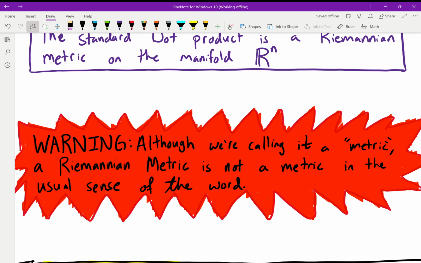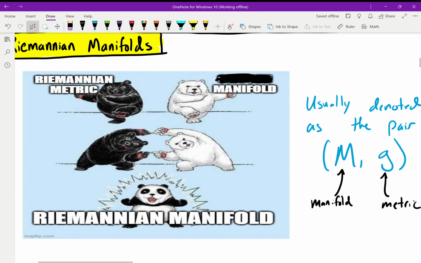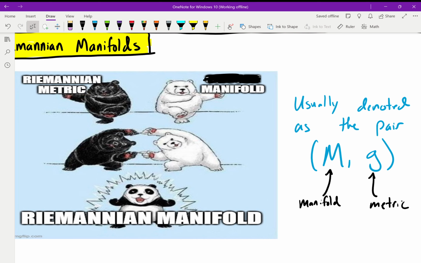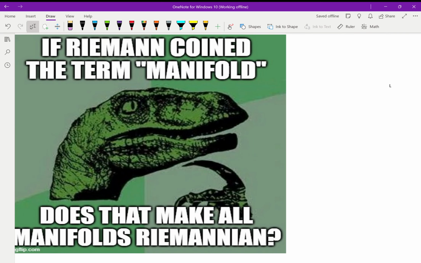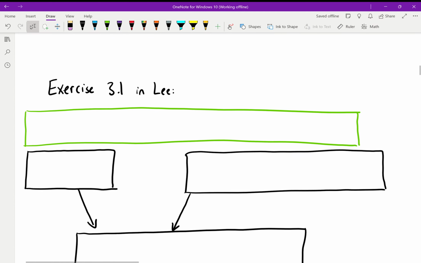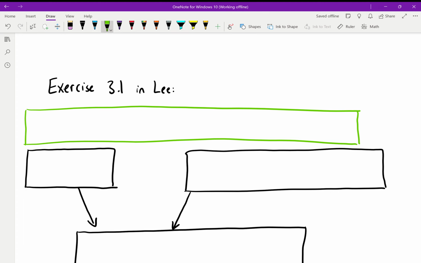So questions about the definition before we move on to Riemannian manifolds? Sweet. So if you put together a Riemannian metric and a manifold, you get what's known as a Riemannian manifold, usually denoted by the pair (M, g), M denoting your manifold, g denoting your metric. And so if we make a distinction, of course, we want to make sure that this distinction is actually a helpful distinction. So you might wonder, if Riemann is the one who coined the term manifold, does that make all manifolds Riemannian? As it turns out, all manifolds do actually admit a Riemannian metric, although it's not because Riemann named them. So here's our first happy result.